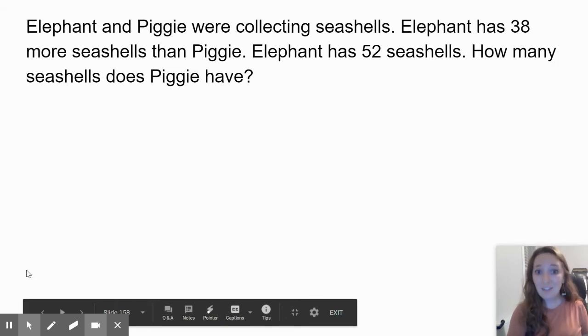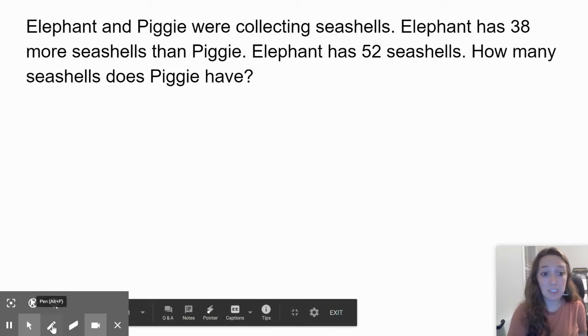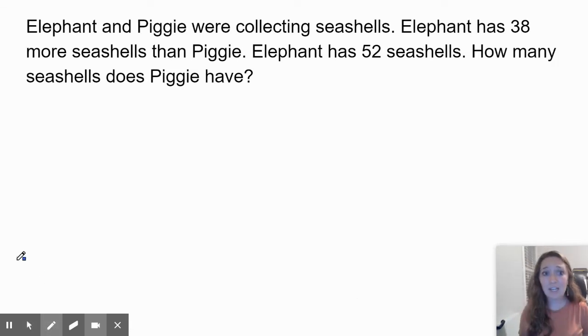Elephant and Piggy were collecting seashells. Elephant has 38 more seashells than Piggy. Elephant has 52 seashells. How many seashells does Piggy have? I'm going to read it one more time, then I'm going to tell you to pause the video and try to solve it yourself. Elephant and Piggy were collecting seashells. Elephant has 38 more seashells than Piggy. Elephant has 52 seashells. How many seashells does Piggy have? Pause.